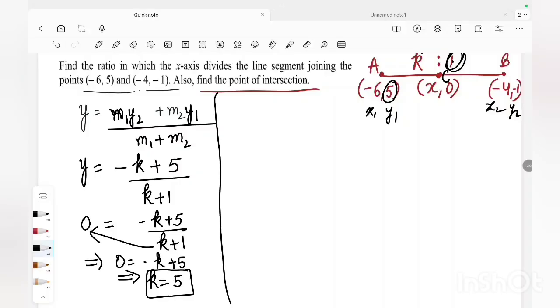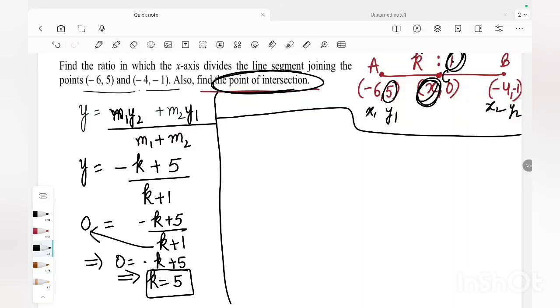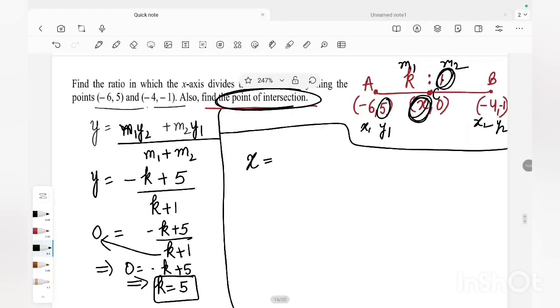Now we have to find the point of intersection. We have to find the value of this x also. What will be its value? Apply the section formula for the x coordinate. X equals m1 into x2, minus 4k, plus m2 into x1, 1 into minus 6, upon k plus 1.